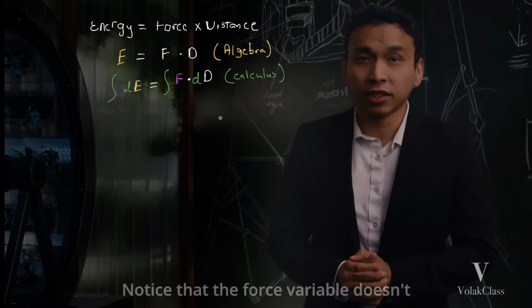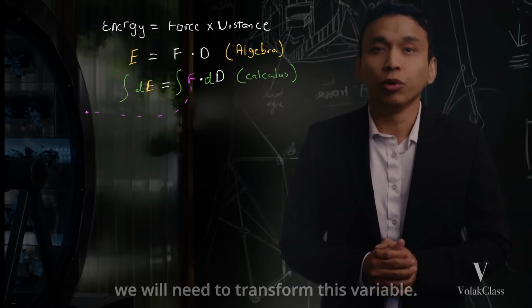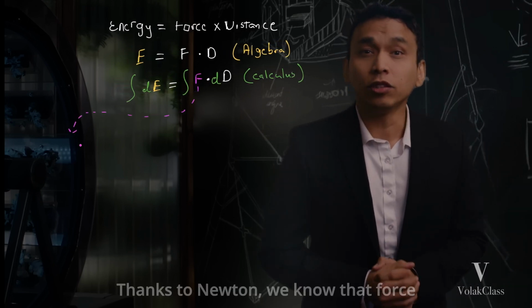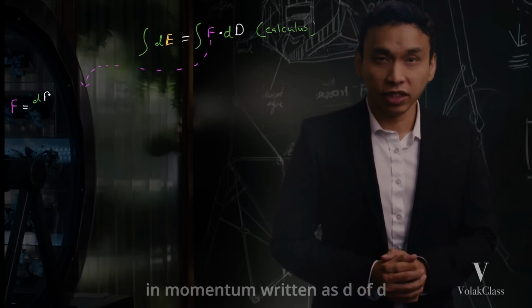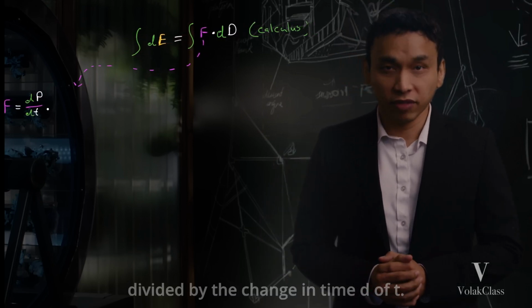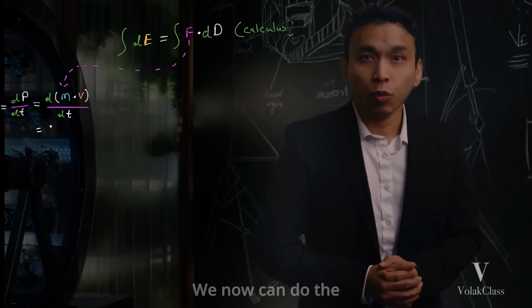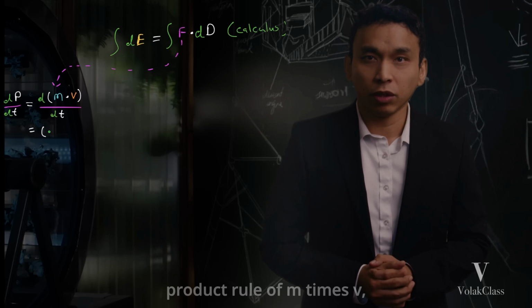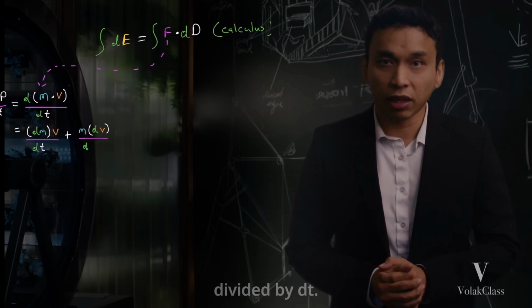Notice that the force variable doesn't have a d in front of it. Since force is also subject to change in the real world, we will need to transform this variable. Thanks to Newton, we know that force is also equal to the change in momentum, written as dP, divided by the change in time, dt. Momentum can be further broken down into mass times velocity. We now can do the product rule of m times v, which is equal to dm times v divided by dt plus m times dv divided by dt.